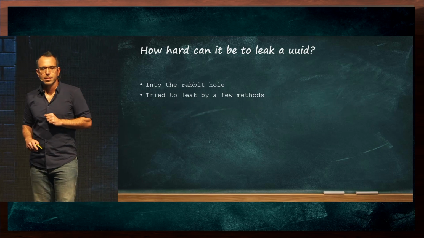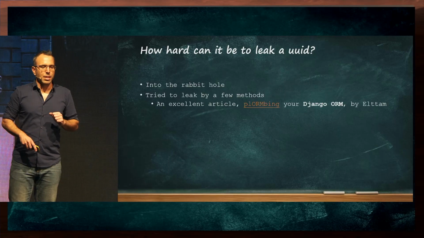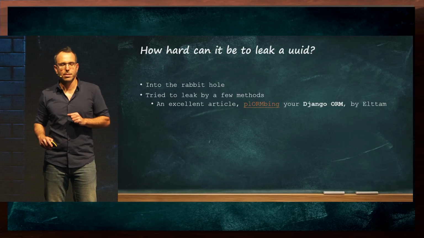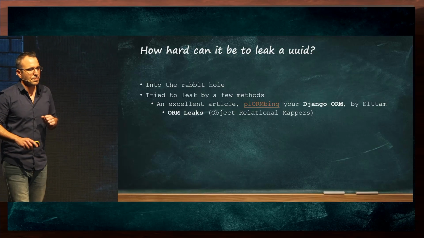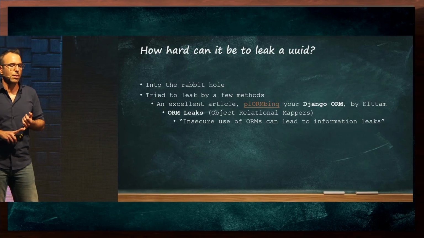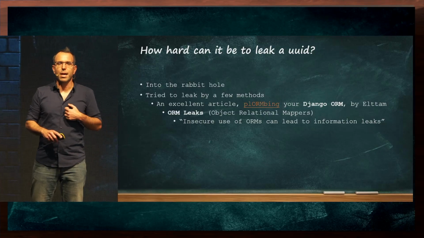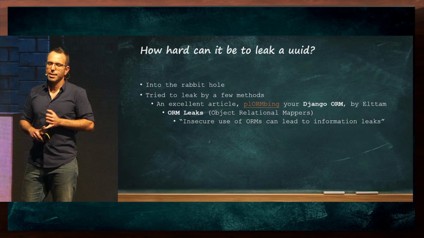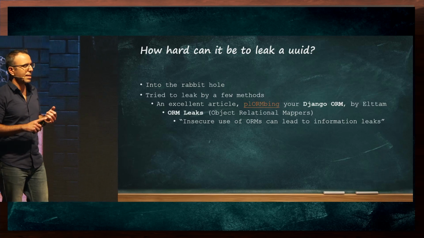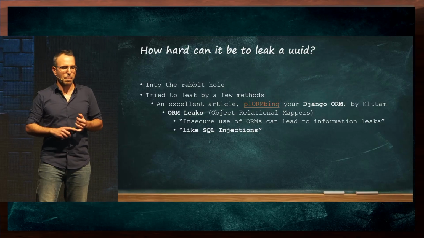Then we encountered this excellent article by Elttam. It defined a new class of vulnerability, namely ORM leaks. This article is about how insecure use of ORMs can lead to information leaks. In my words, this technique allows an attacker to leak data like SQL injections, but provided by the ORM.